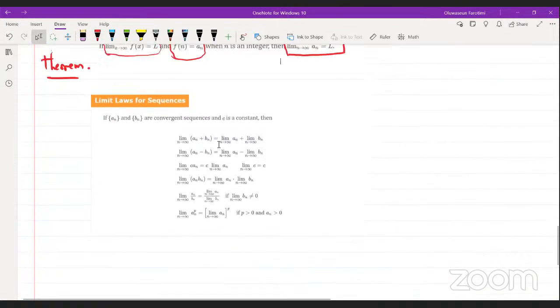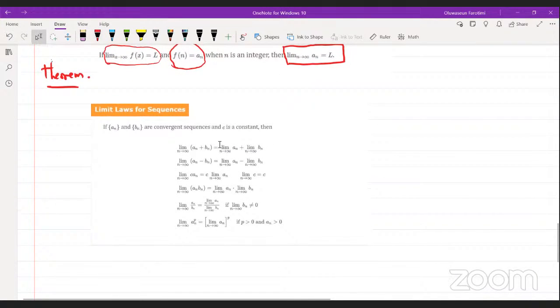So this is another theorem. Just like we talk about laws of indices, I mean, laws of logarithms, we also have limit laws for sequences. That means what kind of operations are permissible at the level of sequences. So the first one is this guy. If I have the limit of the sum of two sequences, that can be split out. That means I can split them out.